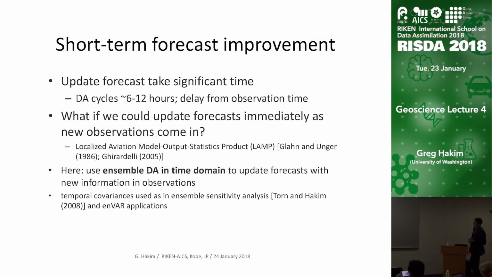All right, so this is just a restatement of what I just went through. People have been thinking about this for a long time. There is a statistical way that people have been doing this in NOAA called LAMP. And it essentially blends something called model output statistics, which is a post-processing of forecasts, with new observations that come in after the forecast model is run. Here we're using data assimilation in the time domain with a similar goal of updating forecasts with new information. And it's essentially using these temporal covariances in the ensemble sensitivity analysis in time, just like we talked about earlier in the lecture.